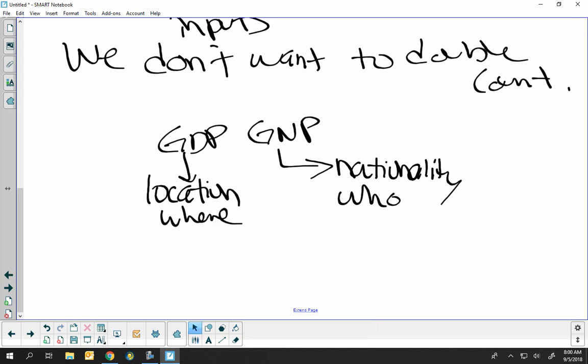So if I say that Volkswagen has a factory in China, whose GDP does it go in? Whose GNP does it go in? Whose GDP? China's. They are in China. But Volkswagen is what? German. So it's going to be a GNP of Germany.